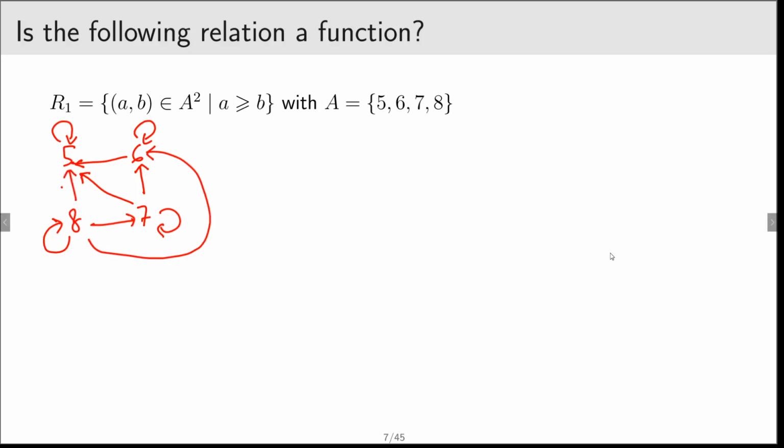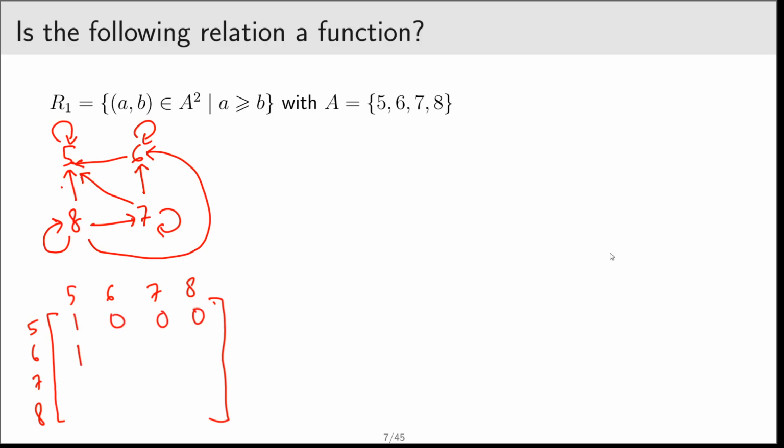Or if you want to write the matrix, it should be pretty straightforward. It's 5, 6, 7, 8. And this is 1, 0, 0, 0, 1, 1, 0, 0, 1, 1, 1, 0, and 1, 1, 1, 1. So you see from the matrix as well as from the graph, it is obvious that R1 is not a function.